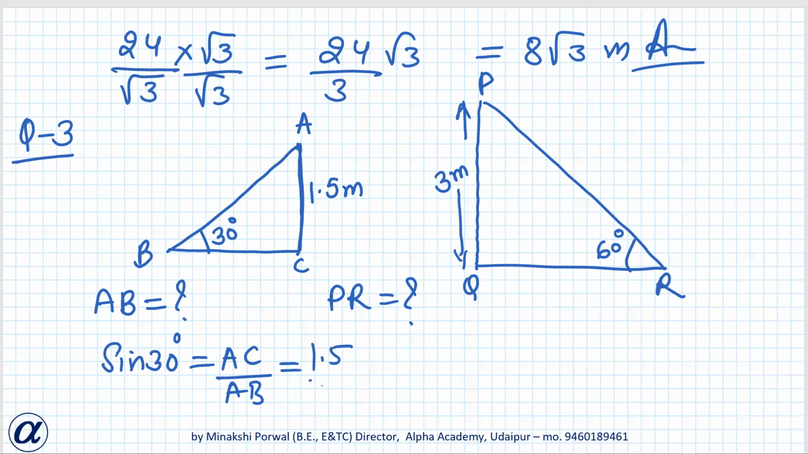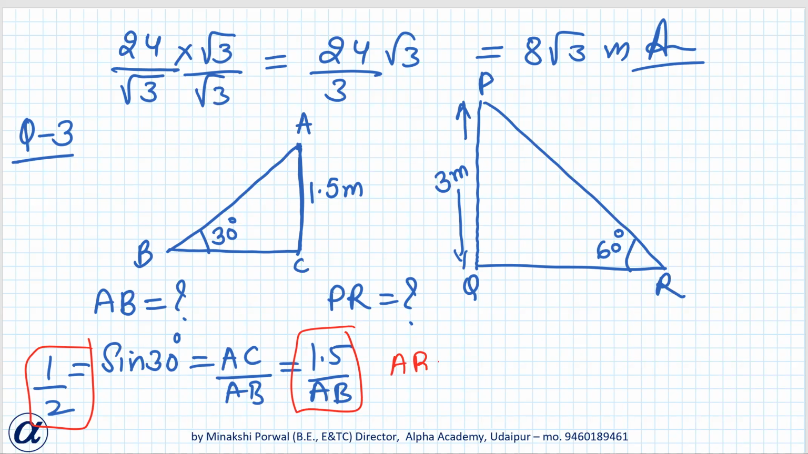Perpendicular is 1.5 and hypotenuse is AB. Sine 30 is 1 upon 2. So when we just cross multiply, we'll get AB equals to 1.5 into 2. That is equal to 3 meters.